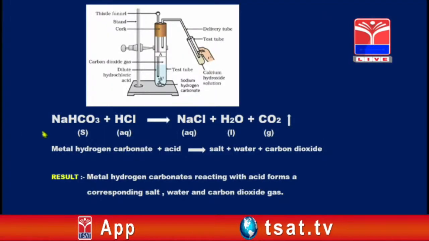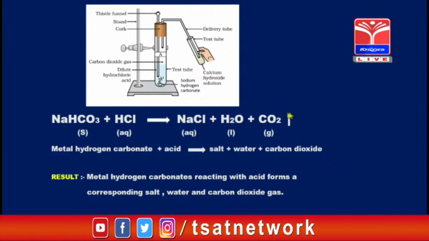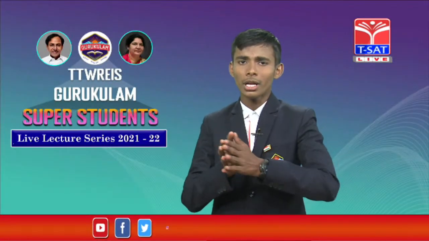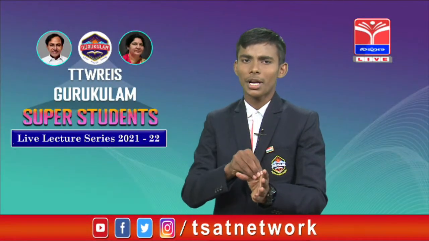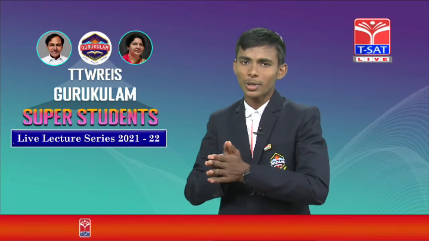Sodium hydrogen carbonate reacts with hydrochloric acid, forms sodium chloride salt, water and carbon dioxide gas. Can you tell me what the upward arrow mark indicates? The upward arrow mark indicates gas evolved in the test tube. If we generalize the reaction, we observe that metal hydrogen carbonate reacts with acid, forms salt, water and carbon dioxide gas. When carbon dioxide gas is passed through lime water, calcium hydroxide solution reacts with carbon dioxide, forms calcium carbonate precipitate and water.